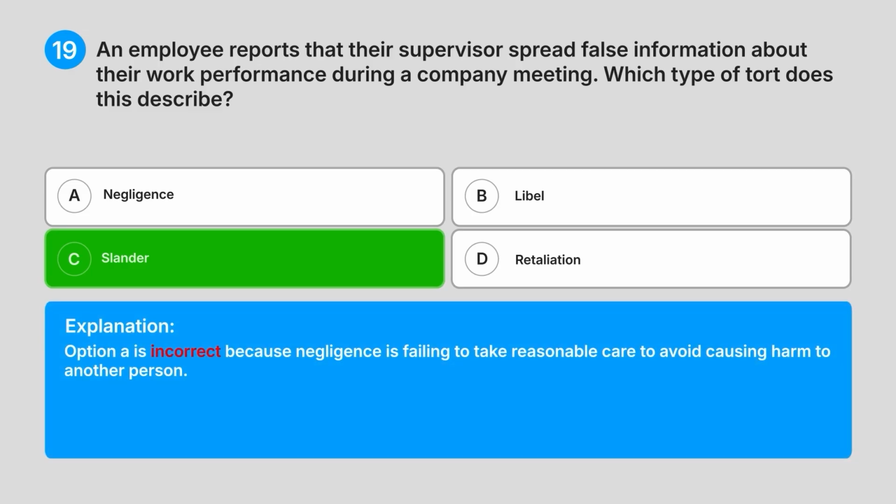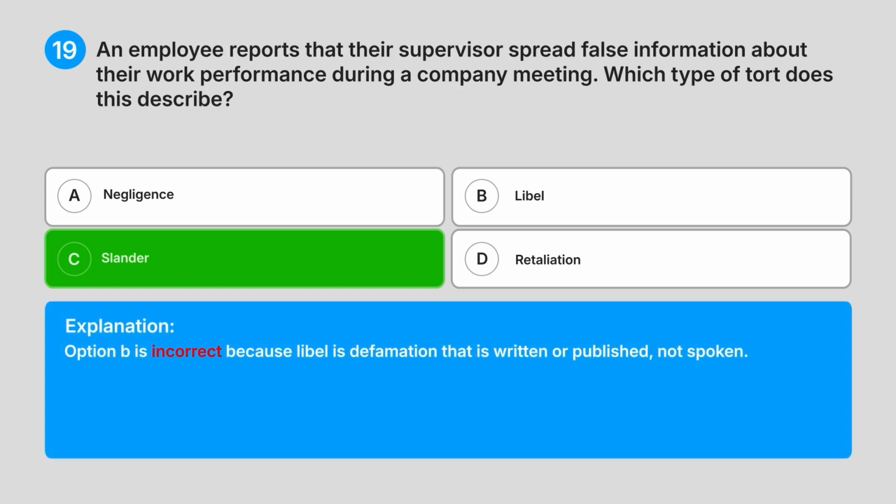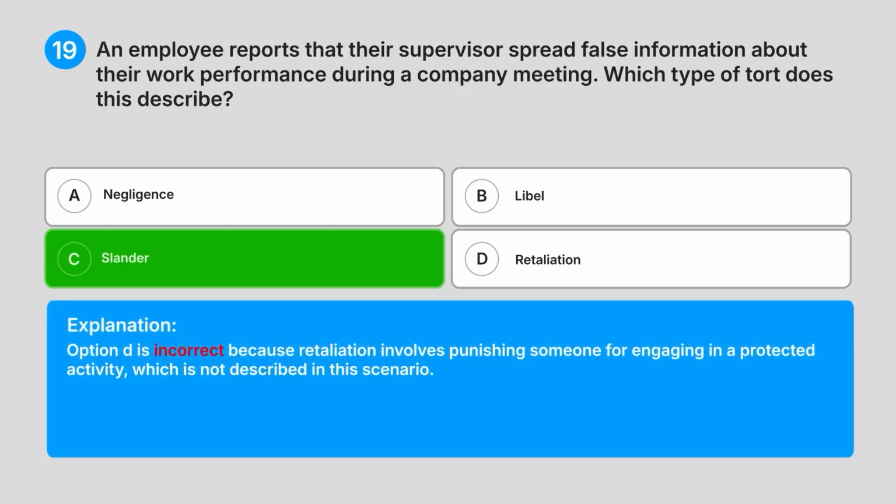Option A is incorrect because negligence is failing to take reasonable care to avoid causing harm to another person. Option B is incorrect because libel is defamation that is written or published, not spoken. Option D is incorrect because retaliation involves punishing someone for engaging in a protected activity, which is not described in this scenario.